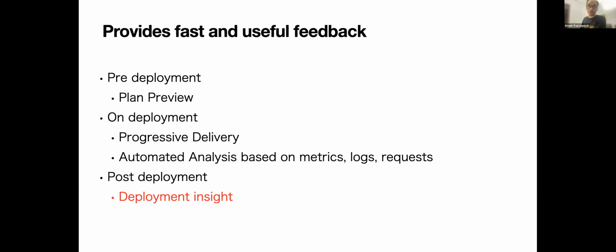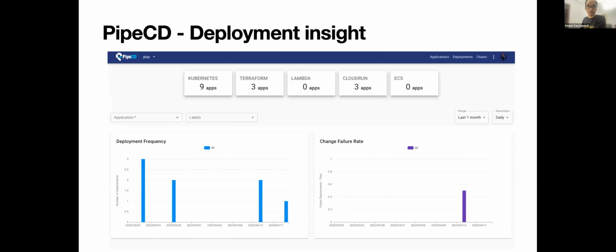For the post deployment, we have the deployment insight feature. It shows the information below. We follow the four key metrics rule. As developers, we need something like deployment frequency for our application, the change failure rate, and the time from the start of a change until the change is applied to the real cluster, and things like that. And the deployment insight feature shows you all the things that you need.